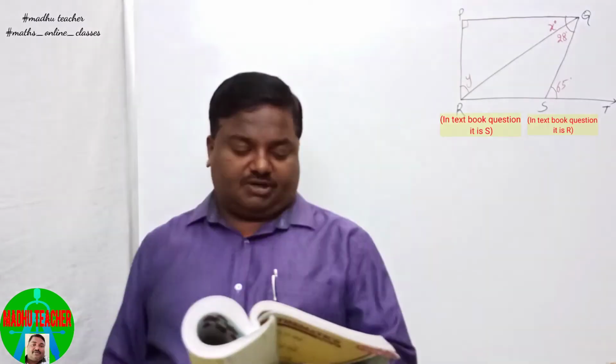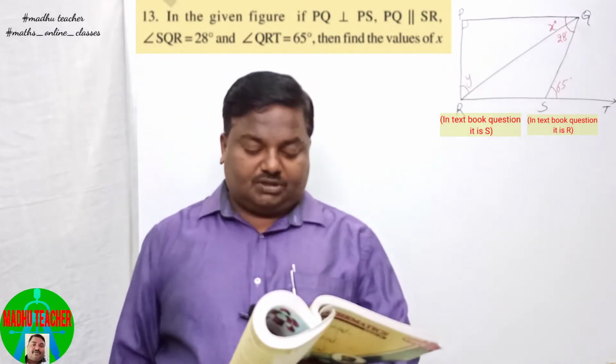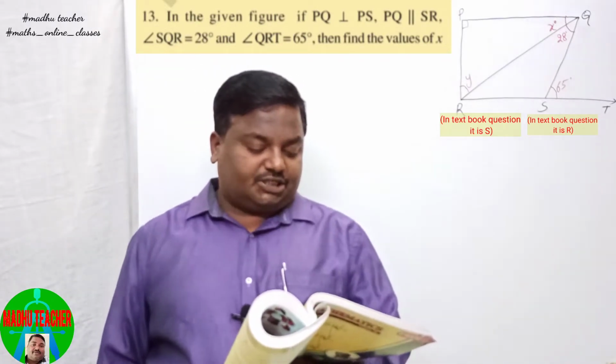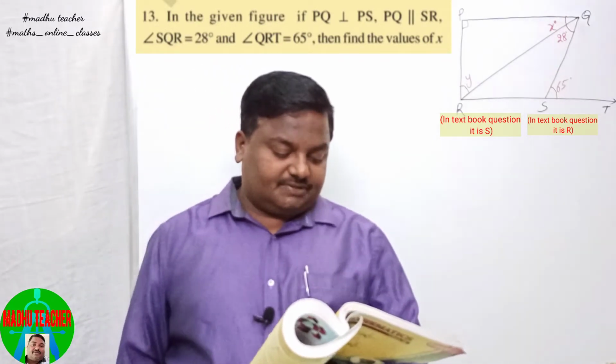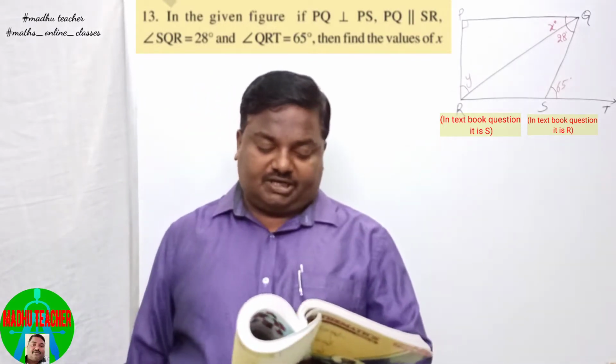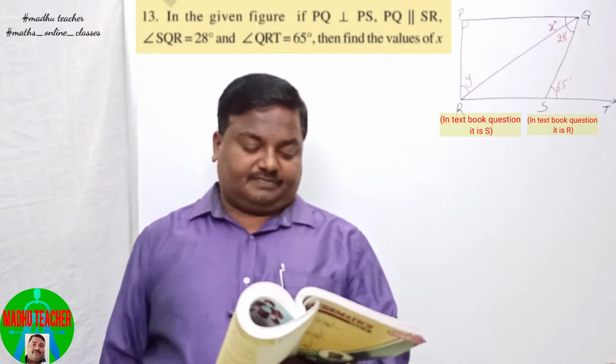Let us see the 13th one. In the given figure, if PQ is perpendicular to PS, PQ is parallel to SR, angle SQR equals 28 degrees and angle QRT equals 65 degrees, then find the value of x and y.